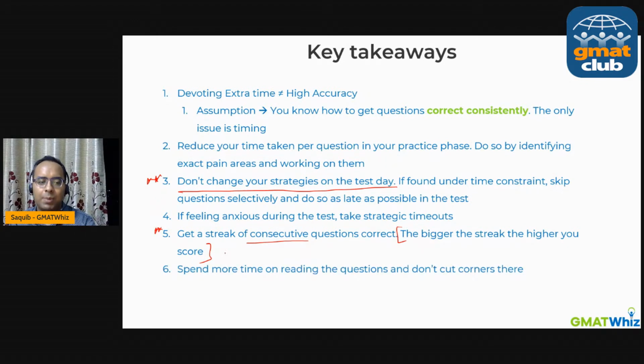Okay. And this is the last part which I've already mentioned, that spend more time on reading the questions. And this goes for both quant and verbal. In quant also, I read very slowly. When I say very slowly, I mean I read it at a pace that I'm very comfortable with, at a pace where I understand everything very clearly.